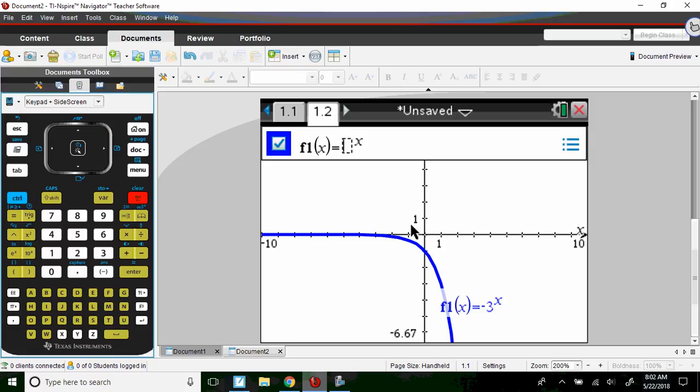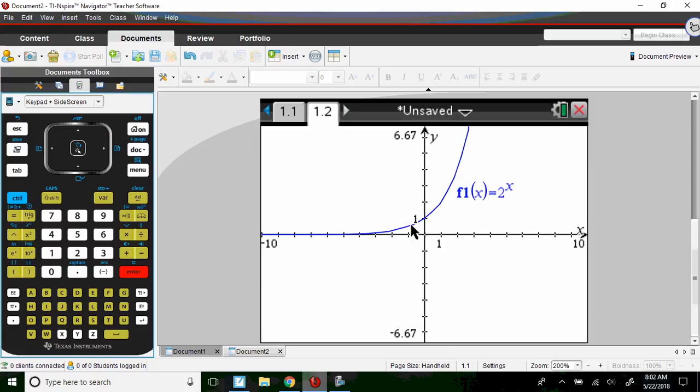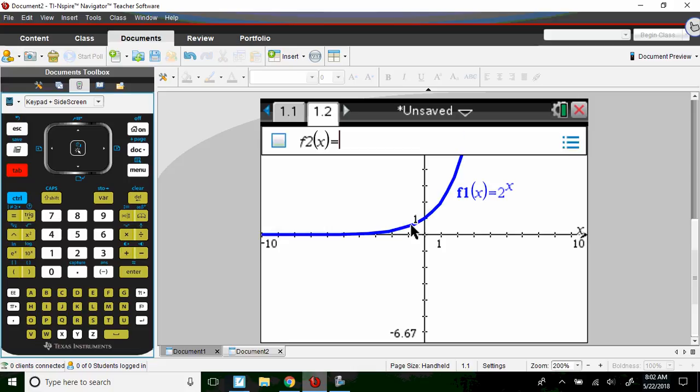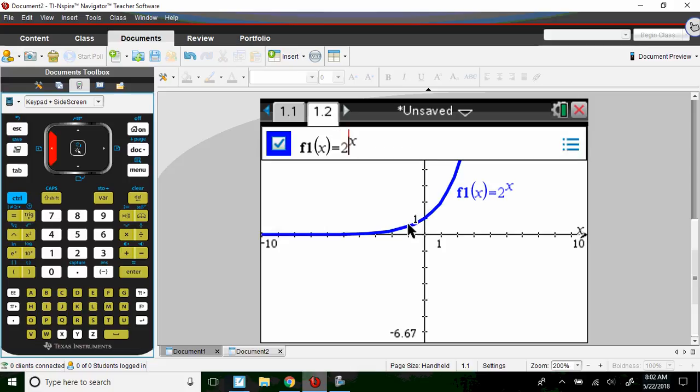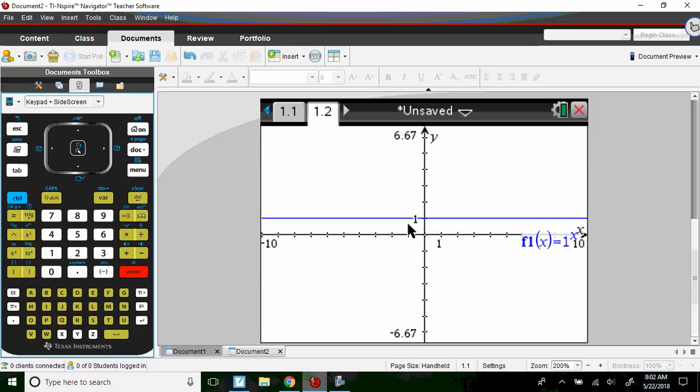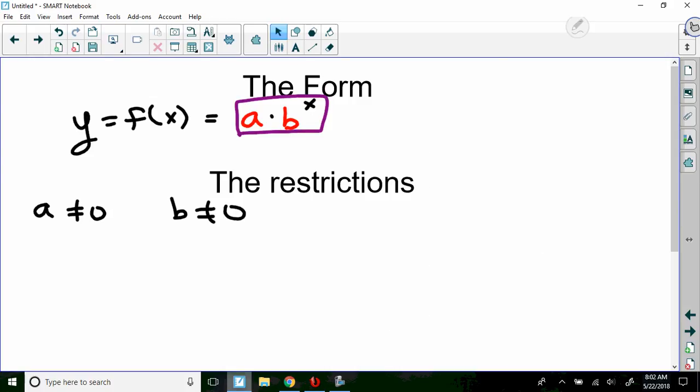So I want this to be growth, but I want it to grow less rapidly than that. So what should I try to make the b value? Somebody said a decimal earlier. Let's try to make it 1. Let's see what happens if we make it 1. 1's a good number. Oh man, we have a horizontal line again. Dang it. That's no fun. So in addition to b not allowed to equal 0, b shouldn't equal 1, because if it equals 1, then we've got a horizontal line.